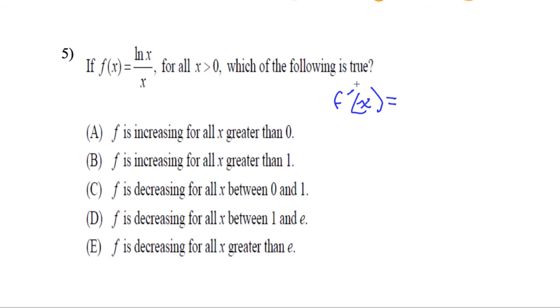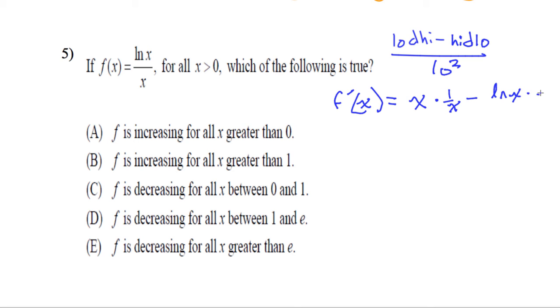We hate fractions. What are we going to be doing? Quotient rule. Quotient rule is high D low minus high D low, all over low low. All right. So low is x. D high is 1 over x. Minus high is natural log of x times, low is x. All of that is going to be divided by low low, x squared. Simplify. These x's cancel each other out, and you're just left with 1.